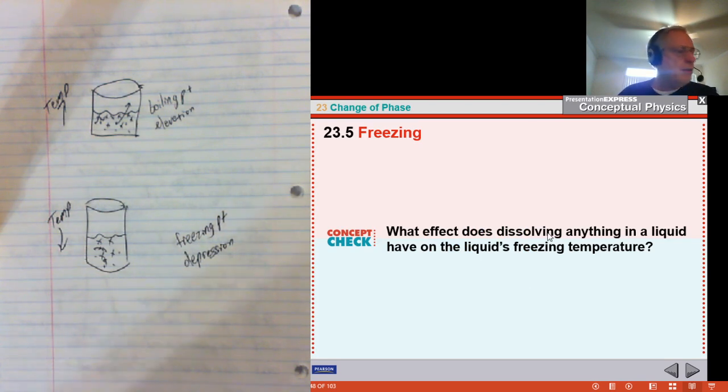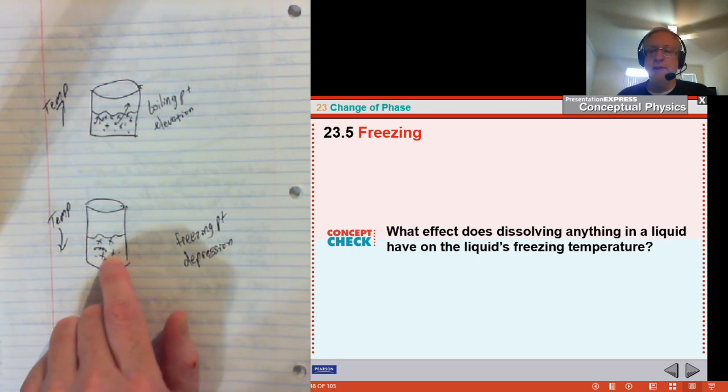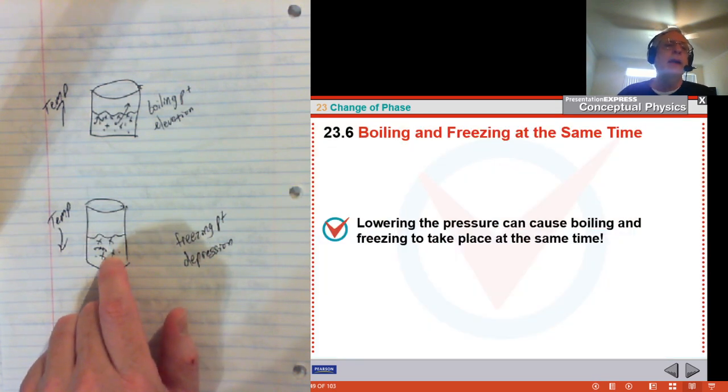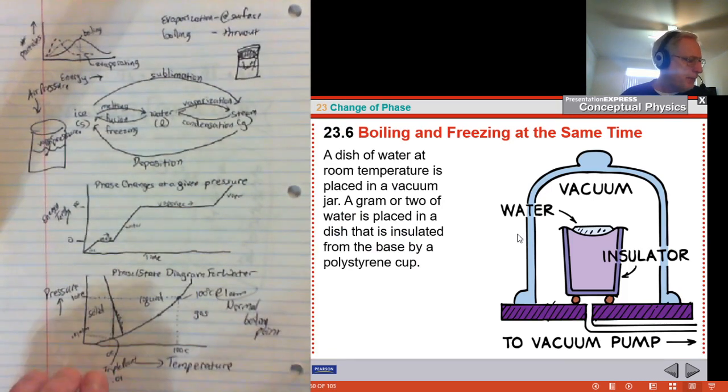So what effect does dissolving anything have on freezing point, though? And it depresses it. It makes it lower. Okay. Now I already said that, I already talked about boiling and freezing at the same time, but I'm going to come back to it.